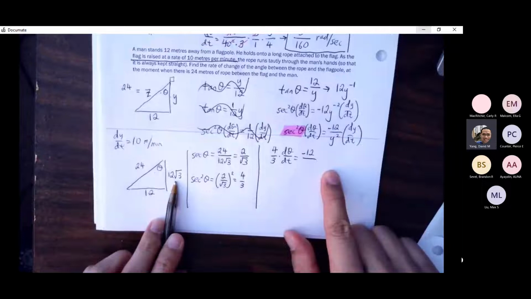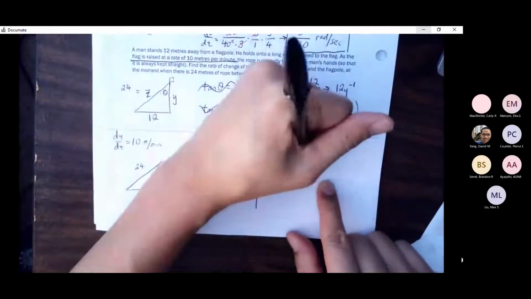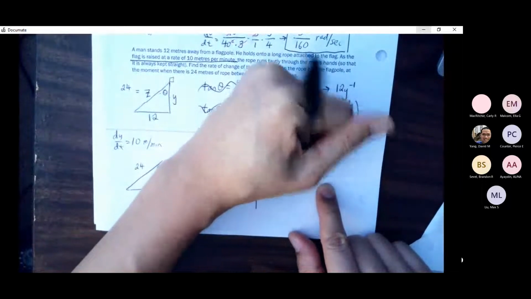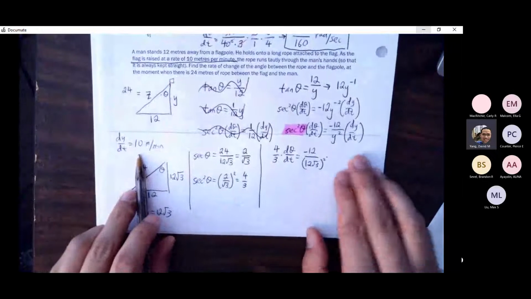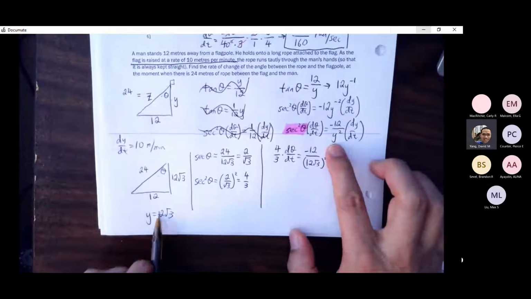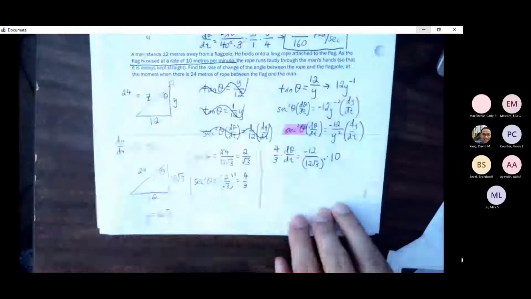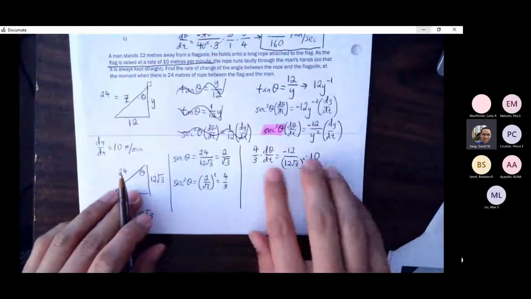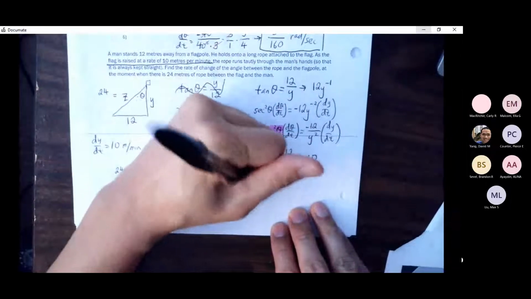And my y value is 12 root 3, times dy/dt, which is 10. So y squared is there, 10. Okay, I'm going to put everything on one side so I can get that d theta/dt by itself and see what I can do to clean this up.